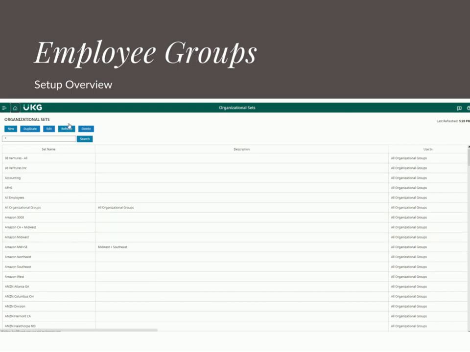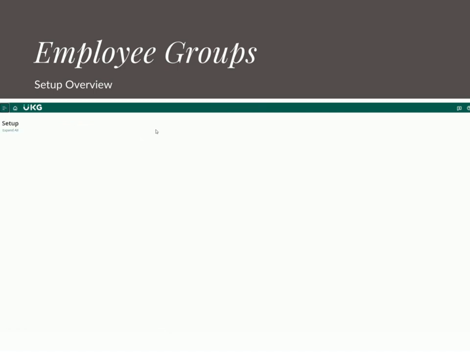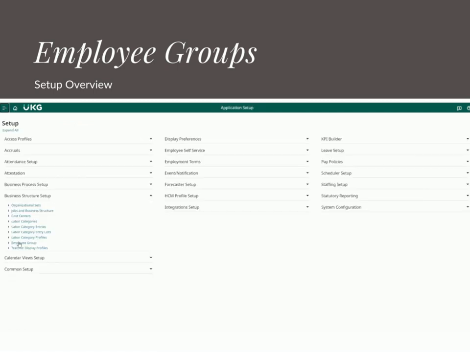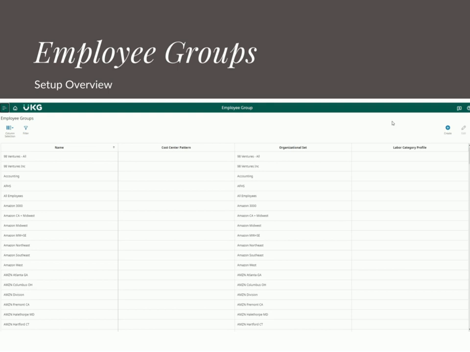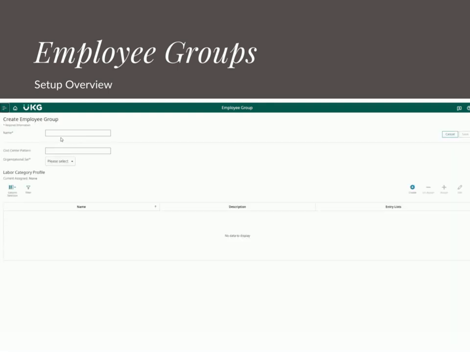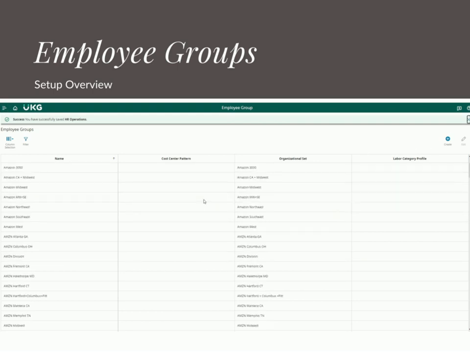So we're going to go back home. And we will go to employee group. And this is the easy part. You just click Create. You'll name the group the same thing that you named the organizational set. Then you'll choose it from the drop down, and luckily it lets you search. And then you click Save. And from that point, we should be able to see it in our employee group list as well as our organizational set list. There it is. And that's all you need to do.